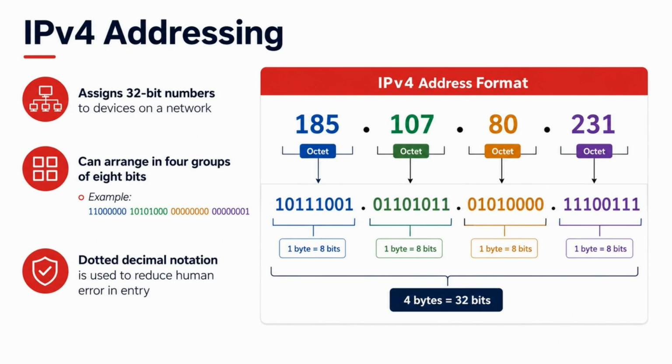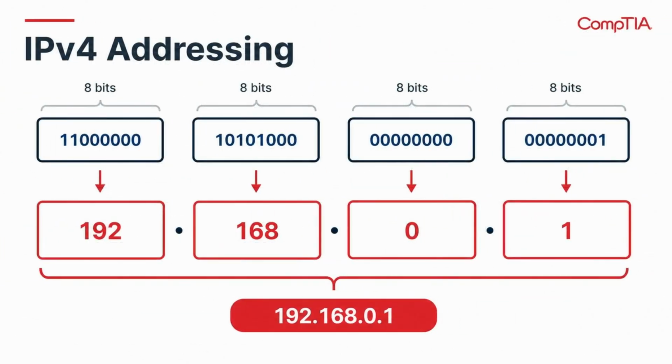IPv4 addressing assigns 32-bit numbers to devices, arranged in 4 groups of 8 bits, in binary. Dotted decimal notation exists to reduce human error when entering these addresses. Here's an example of that dotted decimal notation, showing how the binary groups translate into the familiar 4-number format you'll actually type and read.